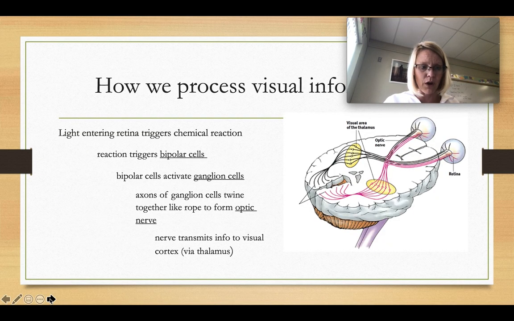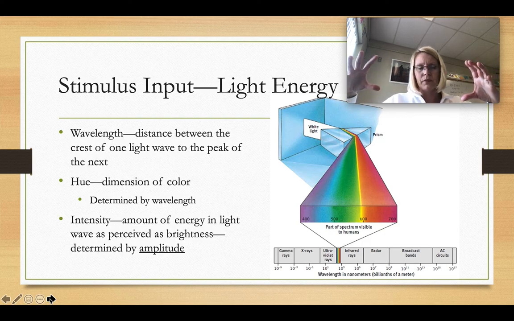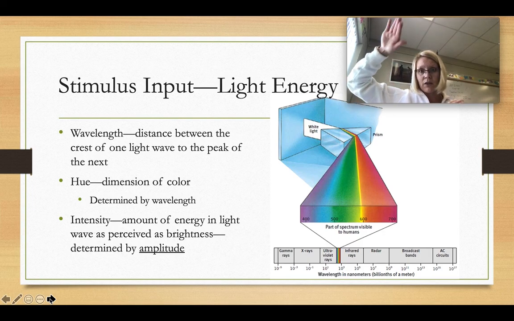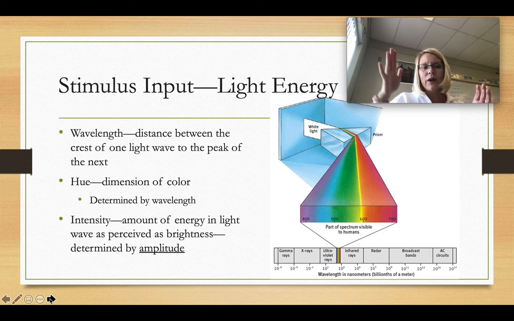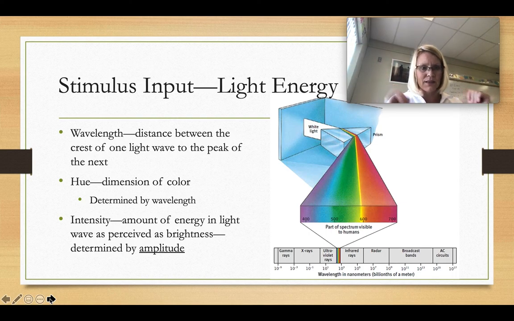Oh, sorry, wrong way. So, stimulus input. This is basic light energy, which I think you know from probably even physical science. We talk about things like wavelength, that distance between the crest of one light wave and the peak of the next. If you've ever been skiing or surfing, you understand troughs and peaks, right? So the wavelength is just the difference from one peak to the next.